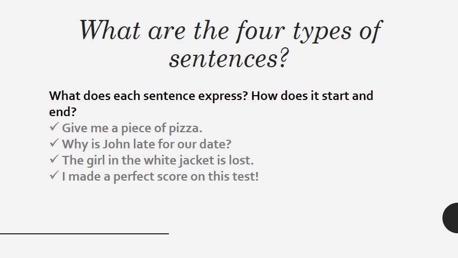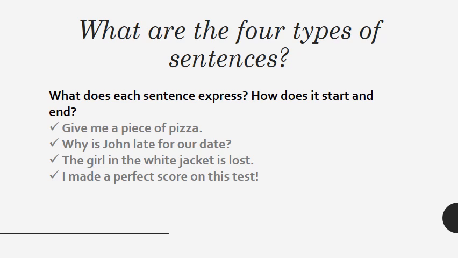You might directly look here and say that it is a question. Excellent. And it ends with a question mark. Okay, and I'm asking why. I have a WH word at the beginning. Okay, why is John late for our date? It gives me a complete idea. It has a verb, it has a subject, okay, and it has the correct punctuation at the end, and it is a question. So till now, I have two types of sentences. I have the command, which is the order, and I have the question.